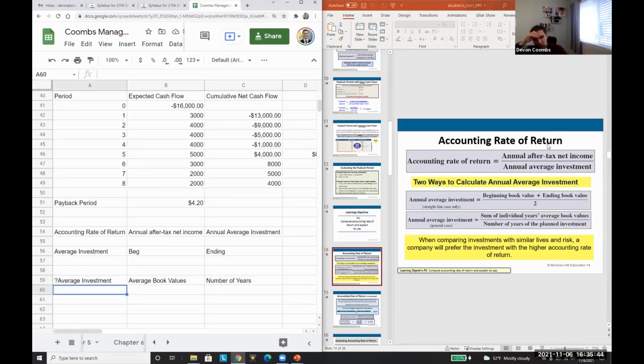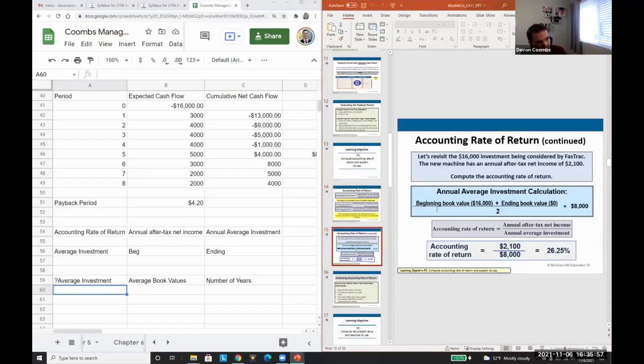I always think that these formulas are a little demeaning, right? We're just taking an average. So you can determine an average by dividing by 2, or by dividing by the average years used if we have the total book value. So let's use an example.